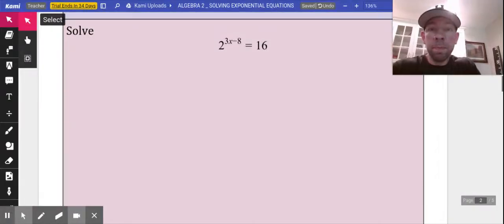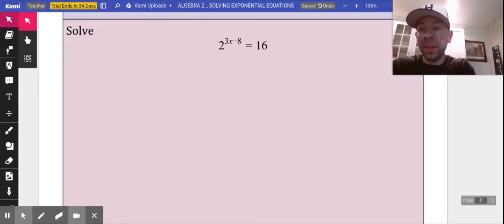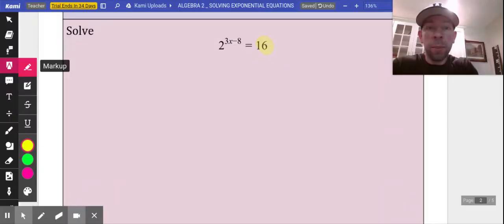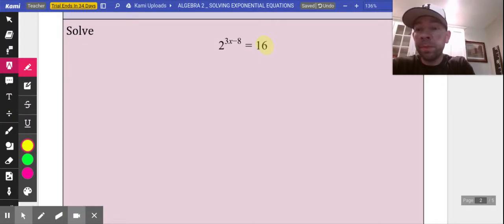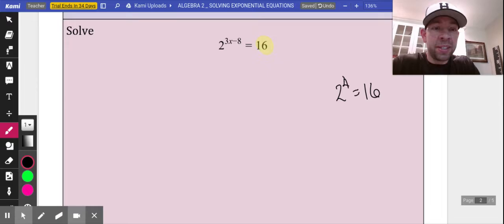In the first example, when you're trying to think of what my common base is going to be on both sides, it's usually a small number. It's usually like a 2 or a 3 or a 4. You always want to work your way down. So when you see a big number like 16, you're thinking, okay, how can I express that using a base of 2? And if you'd agree with me, we know that 2 to the 4th power is equivalent to 16. So I'm going to replace the 16 with 2 to the 4th.